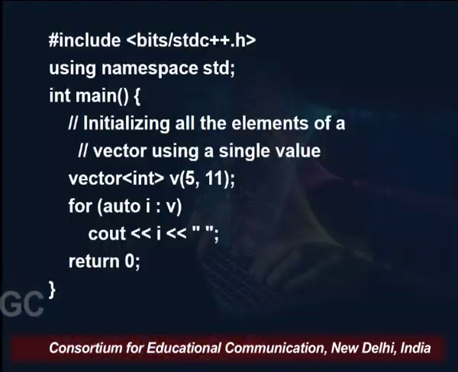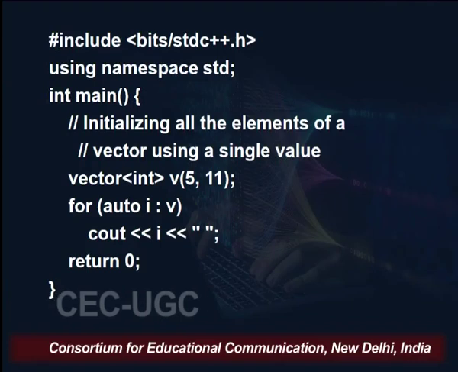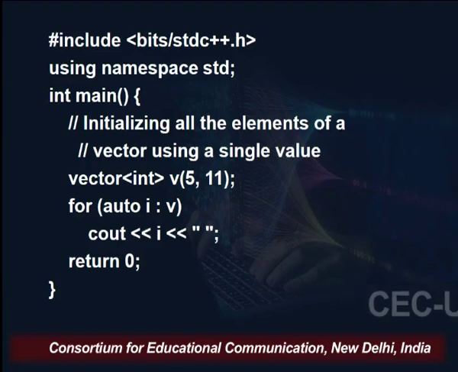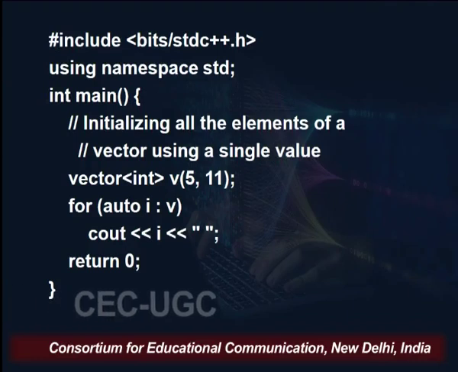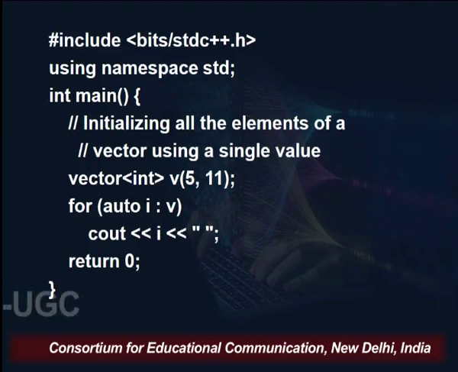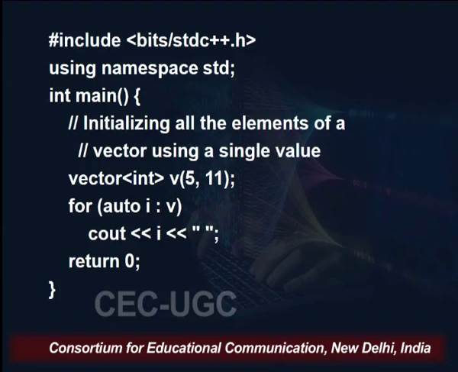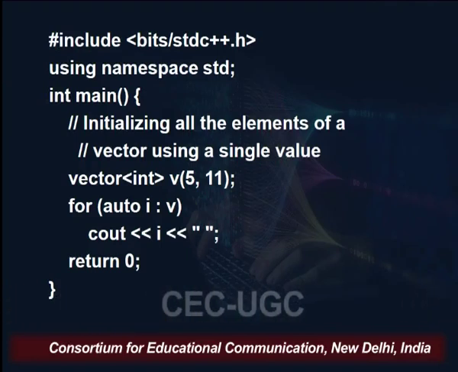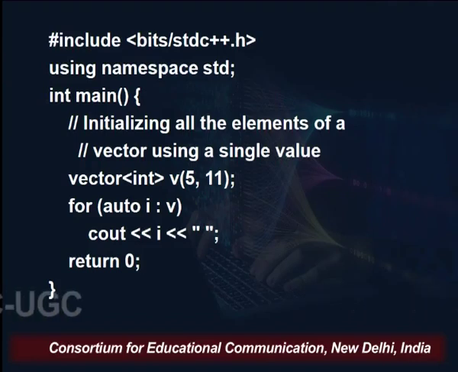Now, in order to use this, let us see within the main function we have used vector int v 5, 11. So, basically we are initializing all the elements of the vector using a single value which is 11, and the total number of elements in the vector will be 5. We have used for auto i colon v, the same kind of for loop we have seen. This will print the element 11, 5 times.